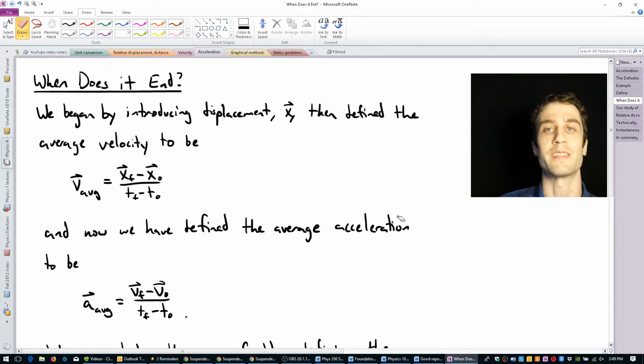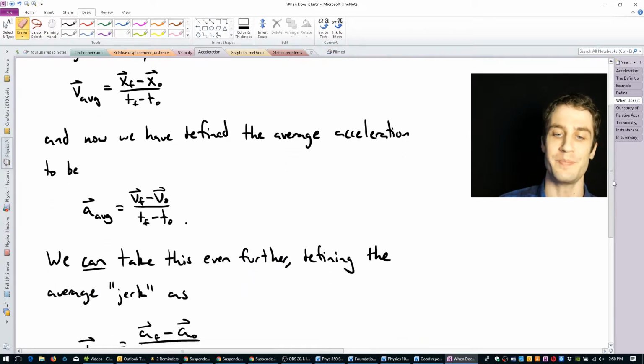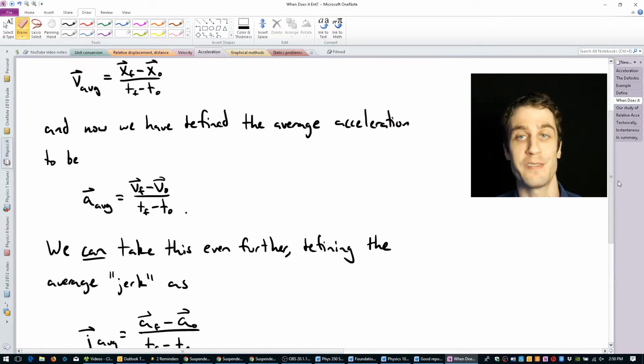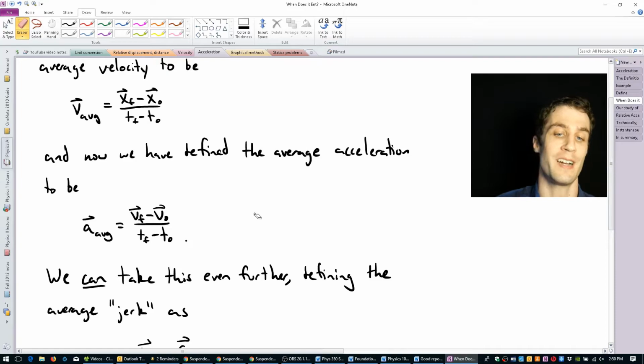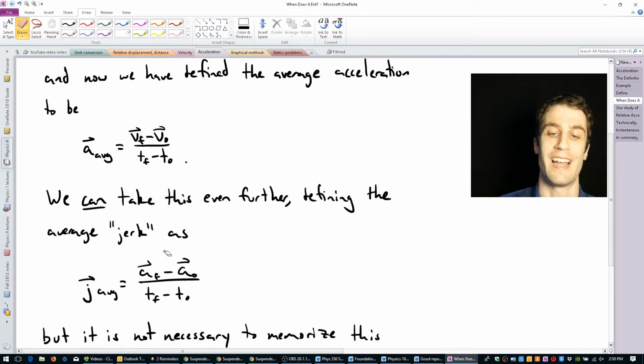Now we've defined the average acceleration to be v final minus v initial divided by t final minus t initial. We just took the quantity that we found previously, the average velocity, and that sort of wormed its way into the numerator, and we defined this new term called the acceleration based on it. And we can take this even further if you want. You may be asking, gosh, are we just going to do this again? We can define the average jerk as a final minus a initial divided by t final minus t initial.